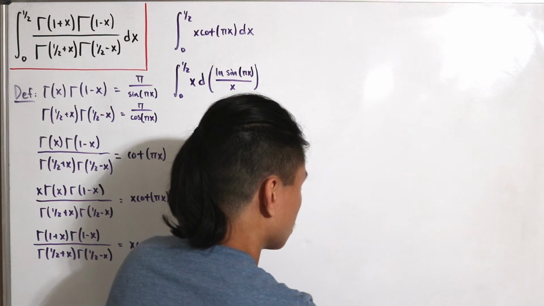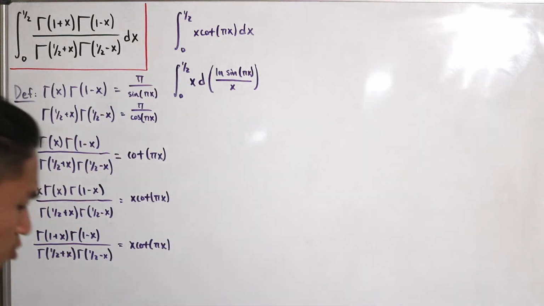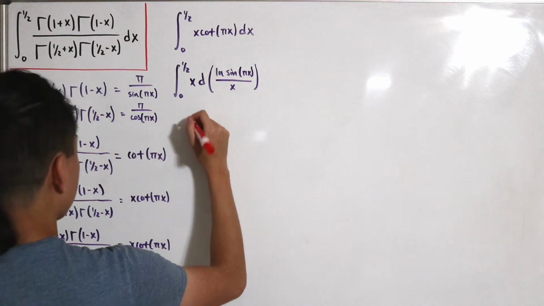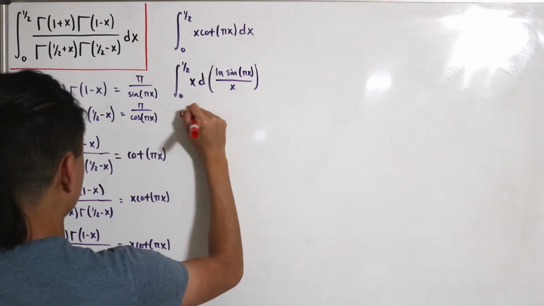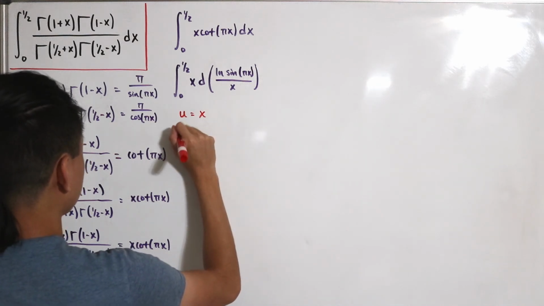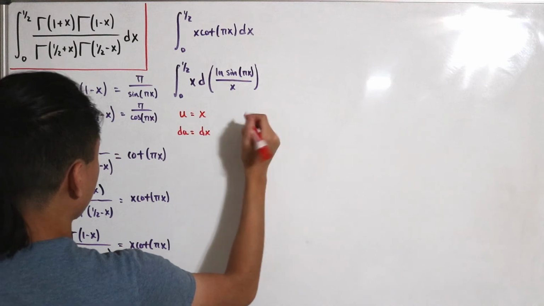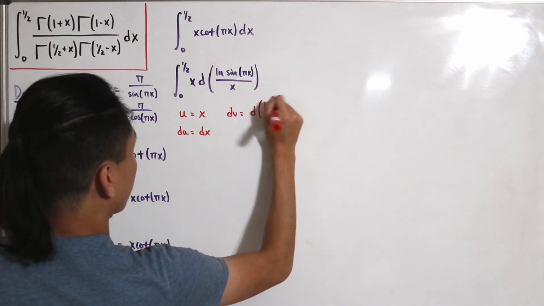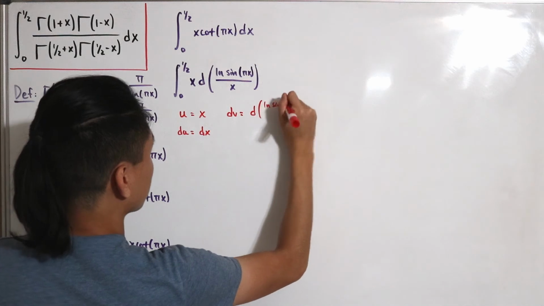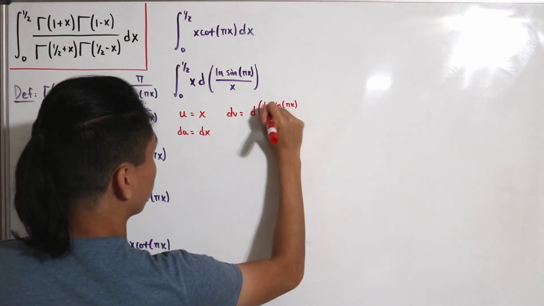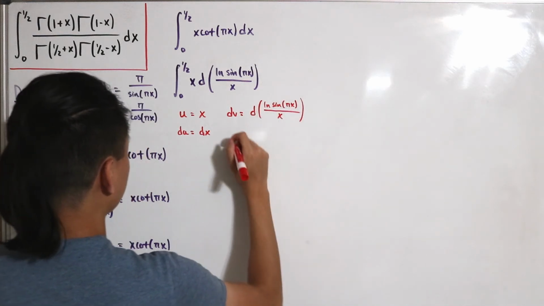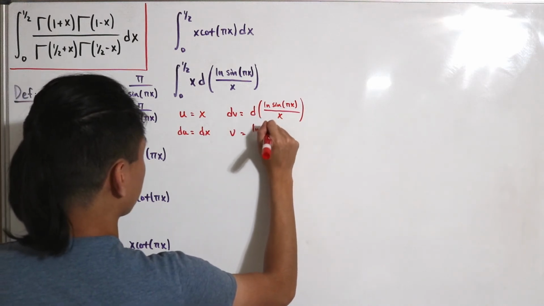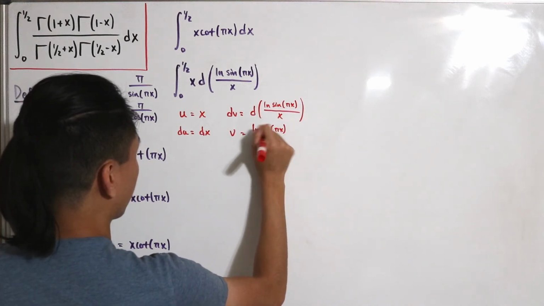So we want to choose something that's easy to differentiate and easy to integrate. The obvious choice is that x is the easiest to differentiate, so du is equal to dx. And then we have that dv is equal to d of ln of sine of pi x, divided by x. If you were to integrate that, you're just going to get the same thing that's in the parentheses, ln of sine of pi x, divided by x.